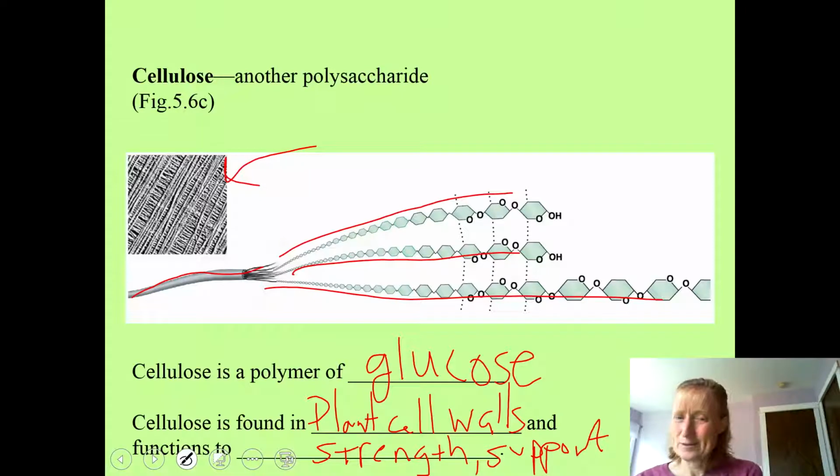So, cellulose. Do we eat cellulose? Yeah, we do, right? We eat plenty of plants. But can we tap into cellulose as a source of energy for us? That's a question.